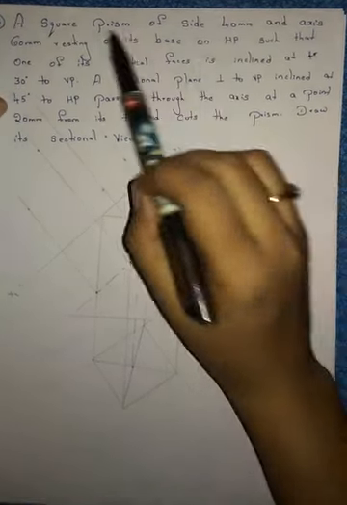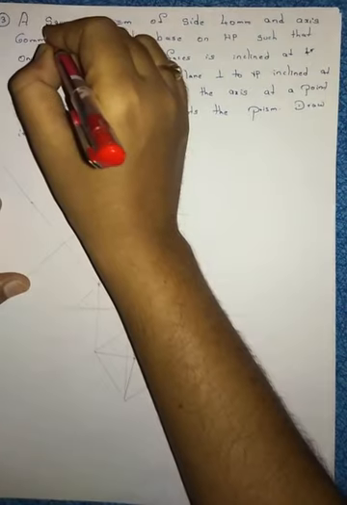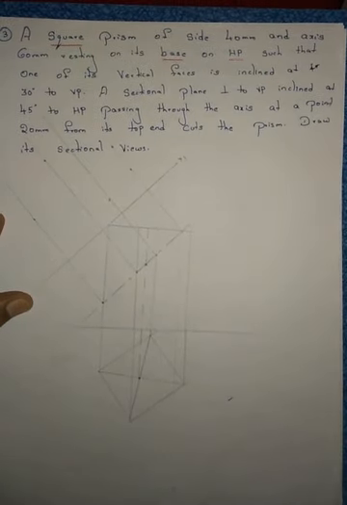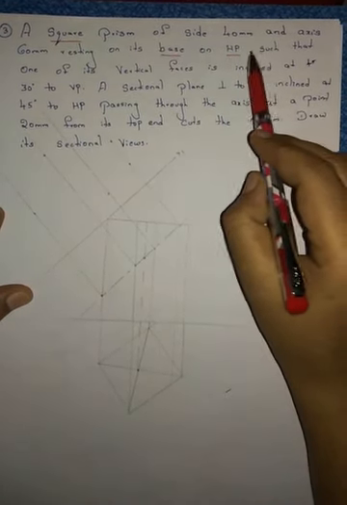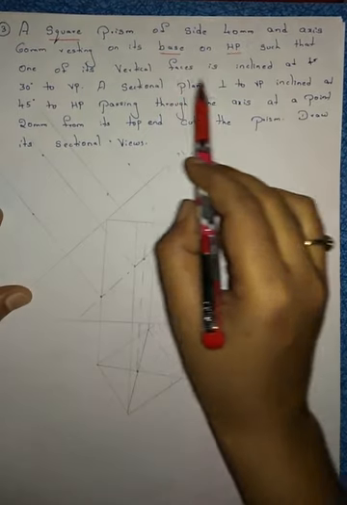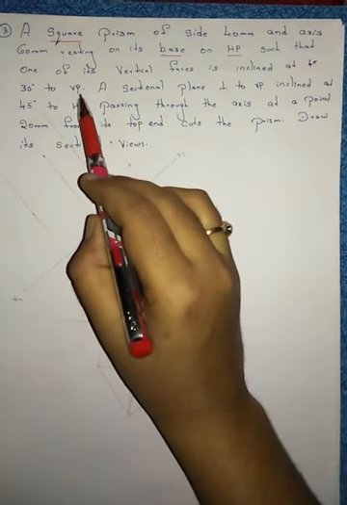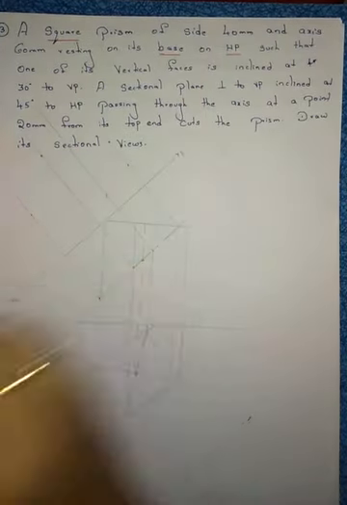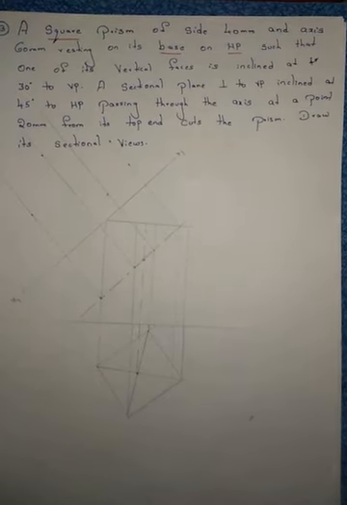What is the first part? What is the name of the polygon? Here the name of the polygon is square. What is the condition? Base, where we have to start the problem on HP. But he continued the question such that one of its vertical faces is inclined at 30 degrees to VP. So the square's face is inclined at 30 degrees to VP.